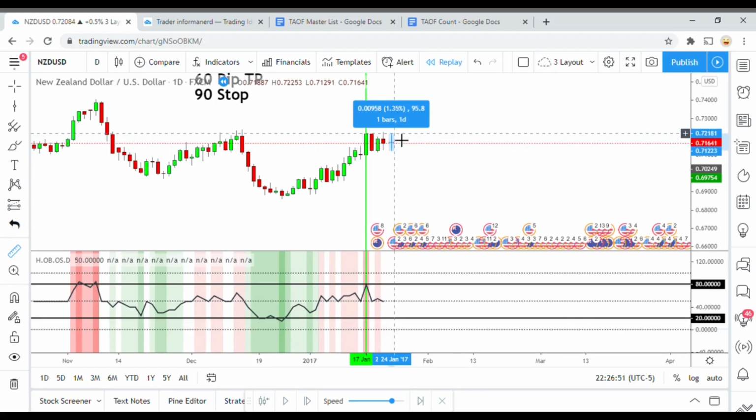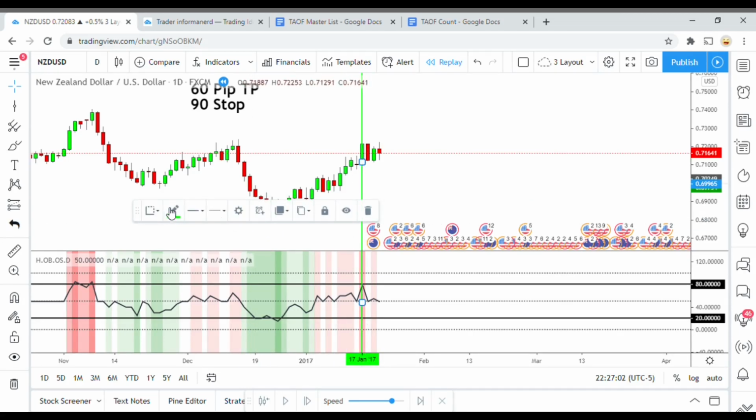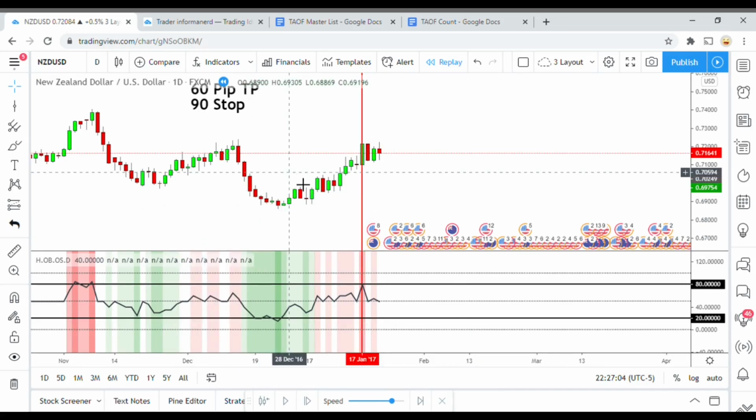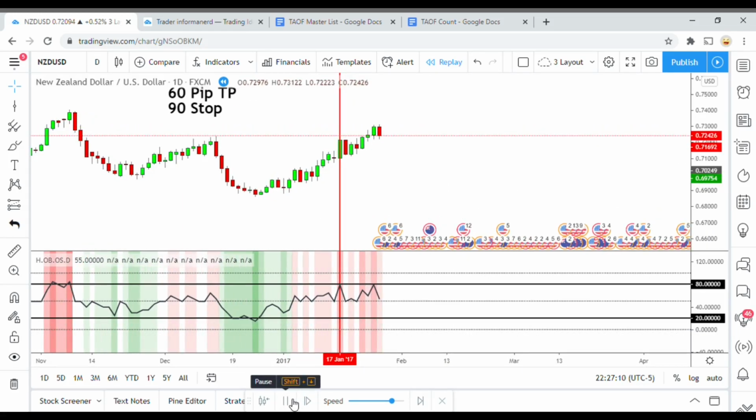Let's see. Looks like unfortunately it almost immediately reverses on us and closes out for a stop. So first signal, and it would have been a losing trade.